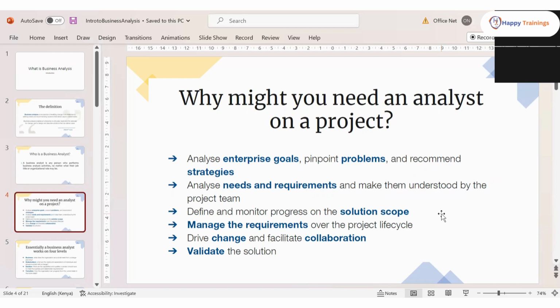In any project, as an analyst, when we start working, we have to analyze those enterprise goals. We have to identify and pinpoint the problems, and then on that basis recommend the strategies. But the foremost point is how the analyst captures those needs and requirements and makes sure that the project team understands them. They can also define the solution scope. They will manage the requirements over the project lifecycle, drive change, facilitate collaboration, and then validate the solution.